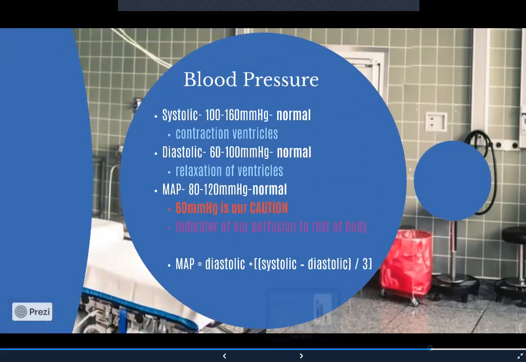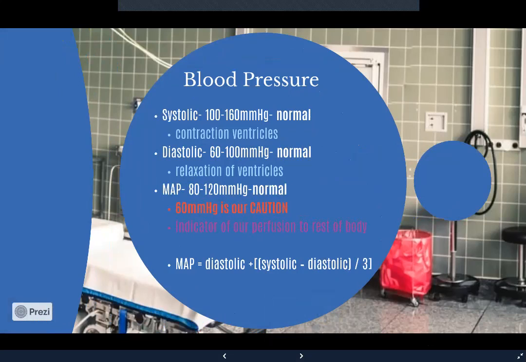So blood pressure, here's kind of your normal blood pressure. And your MAP, the cautionary level is 60 millimeters of mercury, or 50 millimeters of mercury is our caution. And it gives us an idea of the perfusion to the rest of the body. Here's the MAP actual formula. It doesn't mean it's the mean of, like, both of these combined together, but this is the actual formula itself.